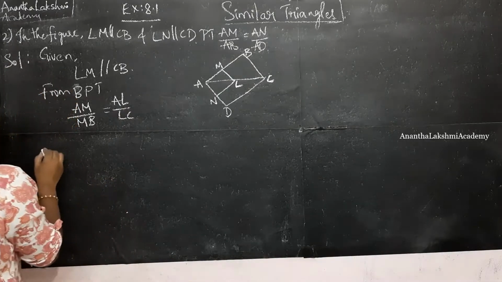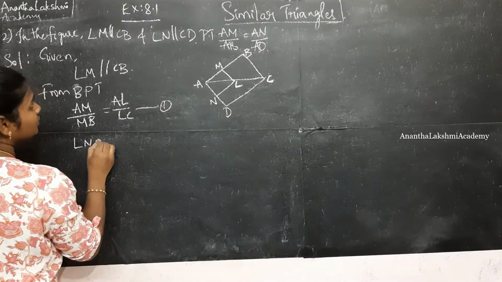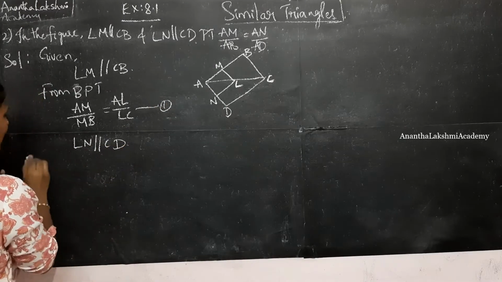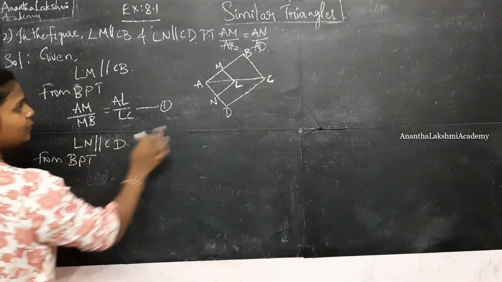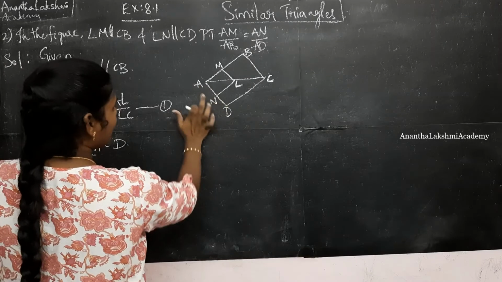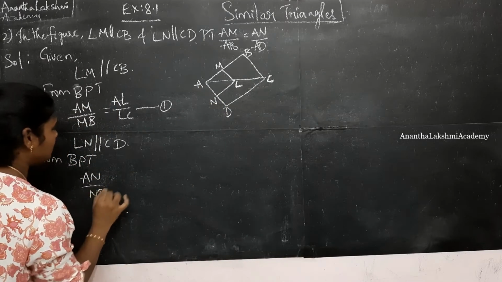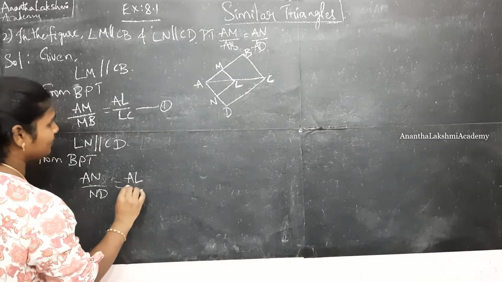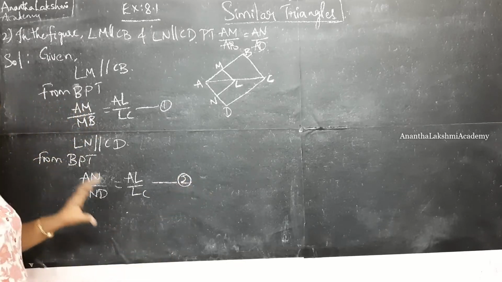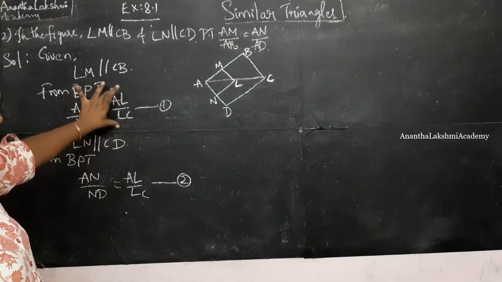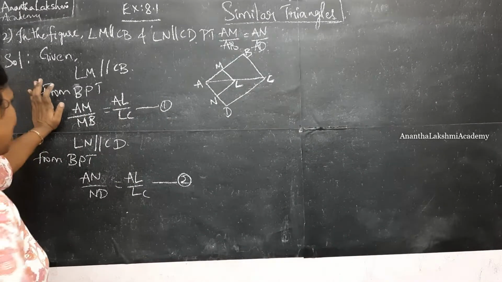Alright, next thing given is LN is parallel to CD. Again from BPT, from our basic proportionality theorem, can we put it as AN by ND is equal to AL by LC. If you observe equation 1 and equation 2, AL by LC is common on the RHS, hence I am going to equate the LHS.